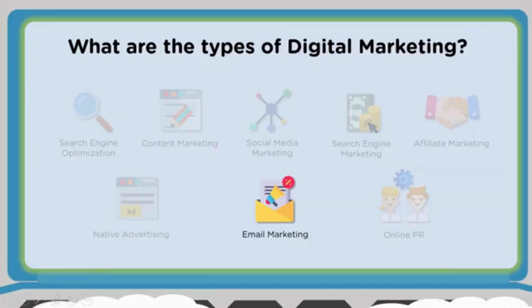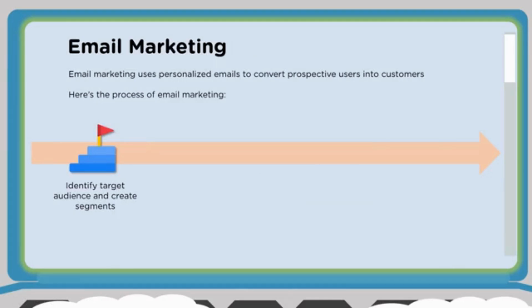So let's turn our attention to email marketing now. Email marketing is a very traditional form of digital marketing. It's been around the longest. It's kind of the grandfather of all digital marketing channels. Email marketing really is used to personalize emails in order to convert that recipient or prospective user into a customer.